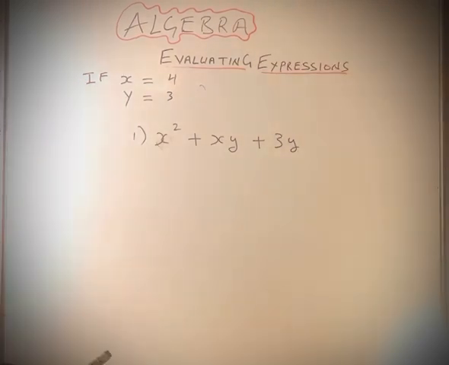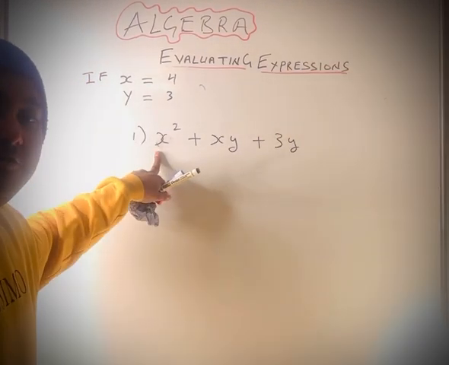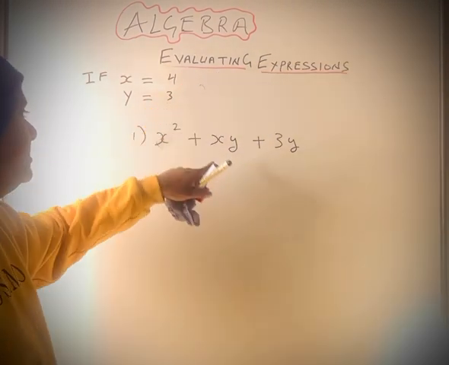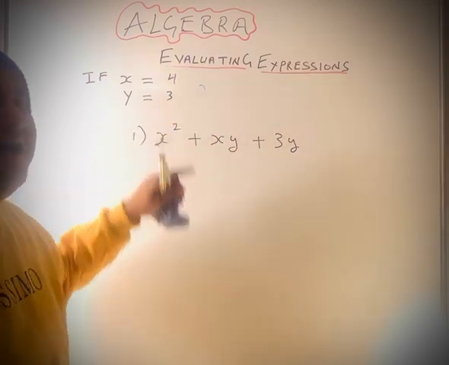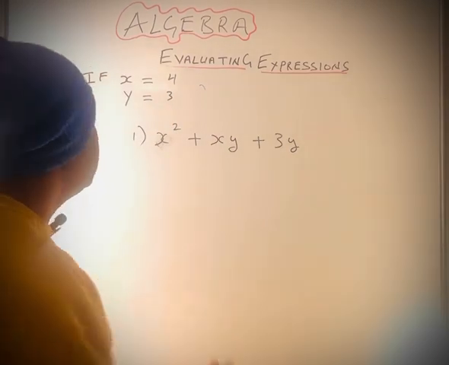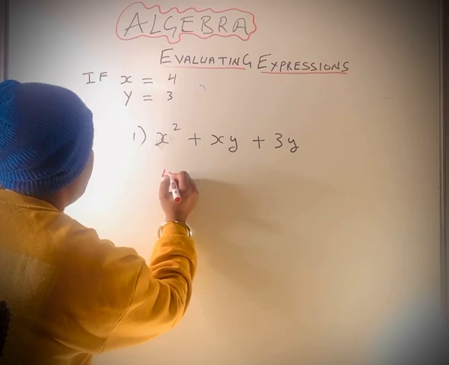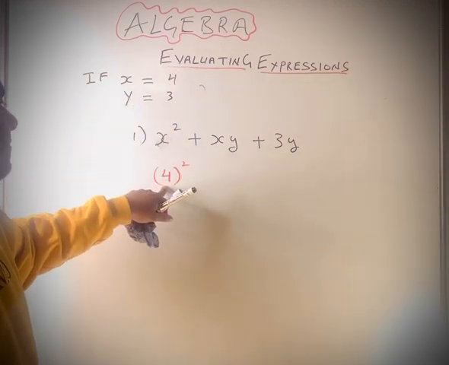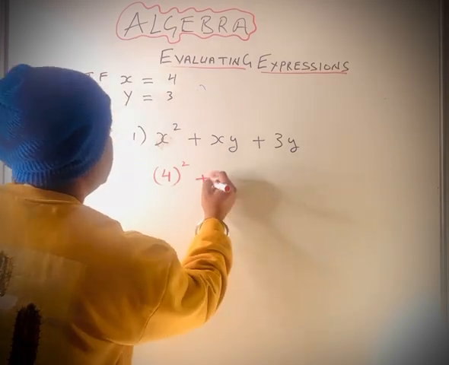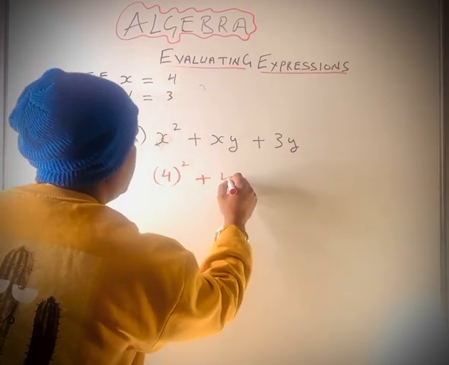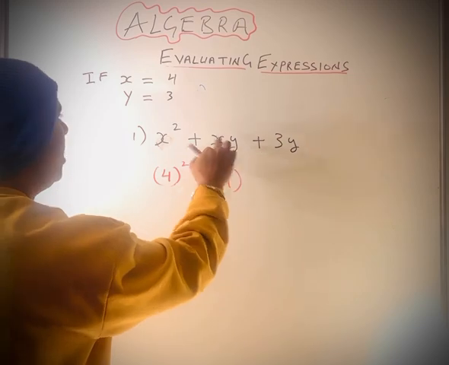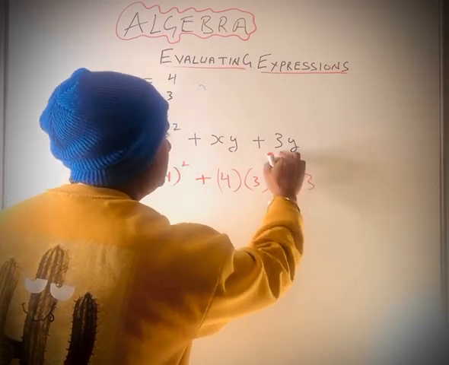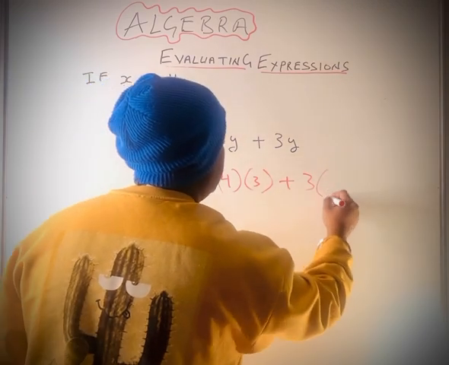What I'm going to do is, instead of x, I will put the value of x, which is given already. Instead of y, I'm going to put the value of y. That's all I need to do. So that will be 4 squared, plus instead of x, 4 is given, 4 in the bracket, y, 3 is given in the bracket, plus 3 is the coefficient, y is given in the bracket.